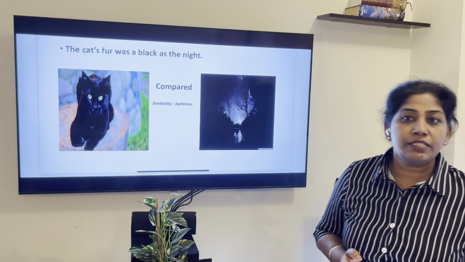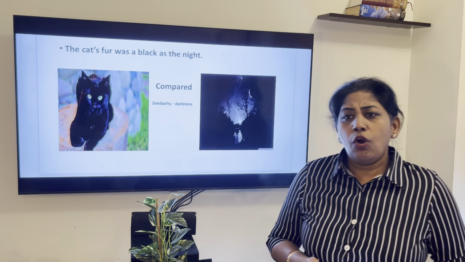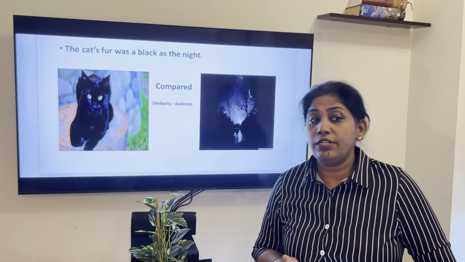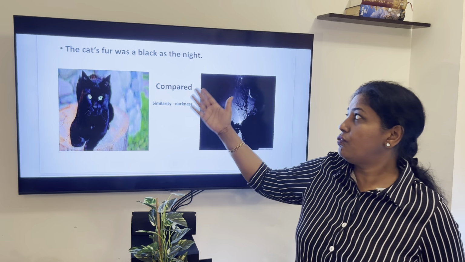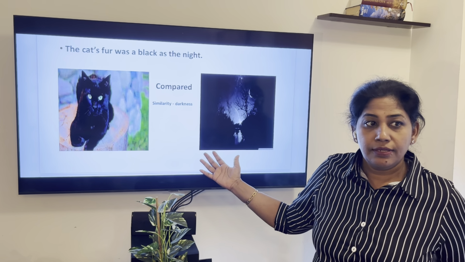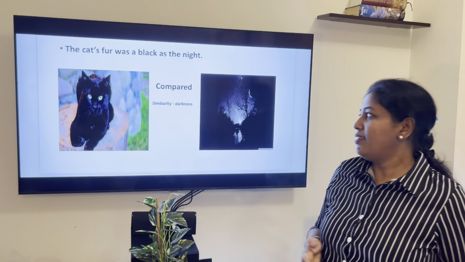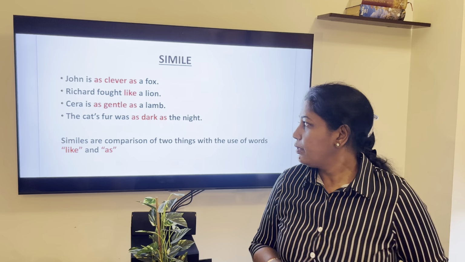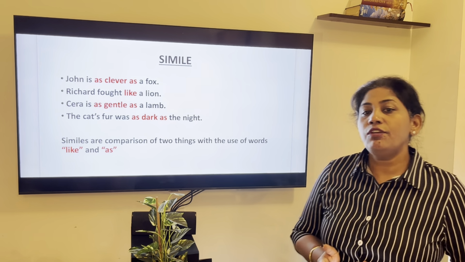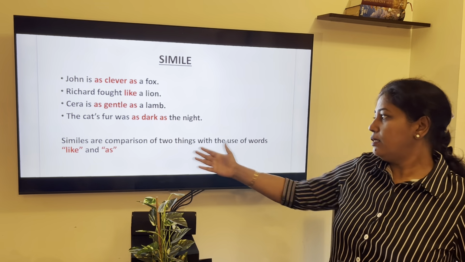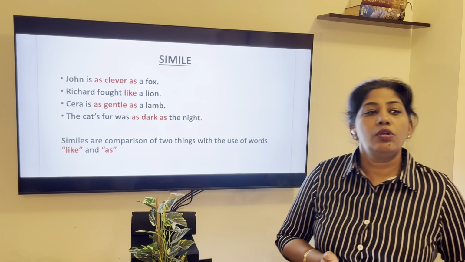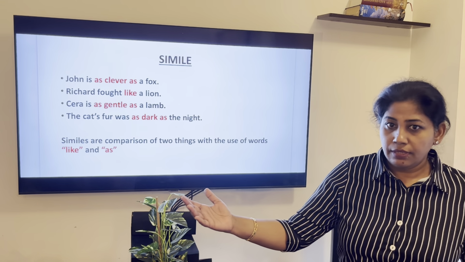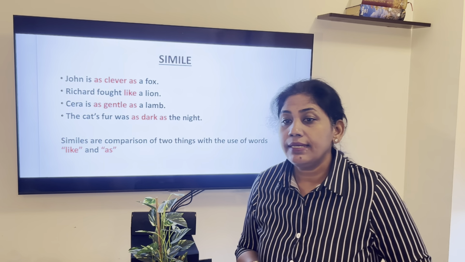The cat's fur was as black as the night. Or we could have just said the cat's fur was black. Simple language. But if you want to make it more interesting, we say the cat's fur was as black as night. Expressive? Interesting? Yeah. Okay, so when we compare two things, and we use the words like and as, it is called a simile. Simile is a comparison of two things with the use of words like and as.